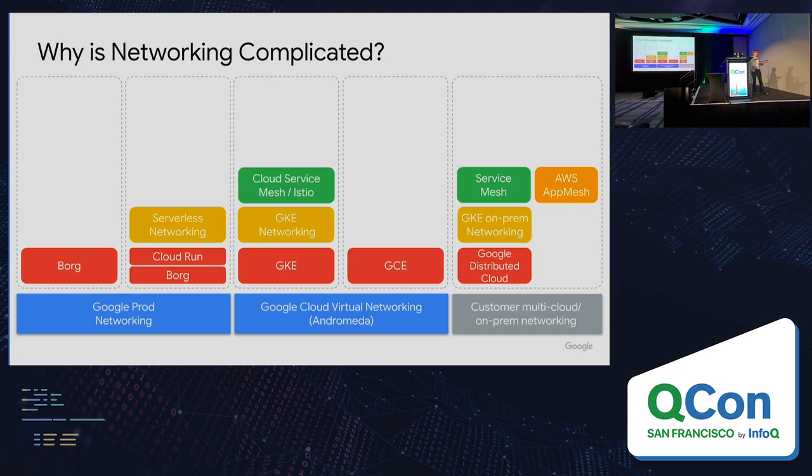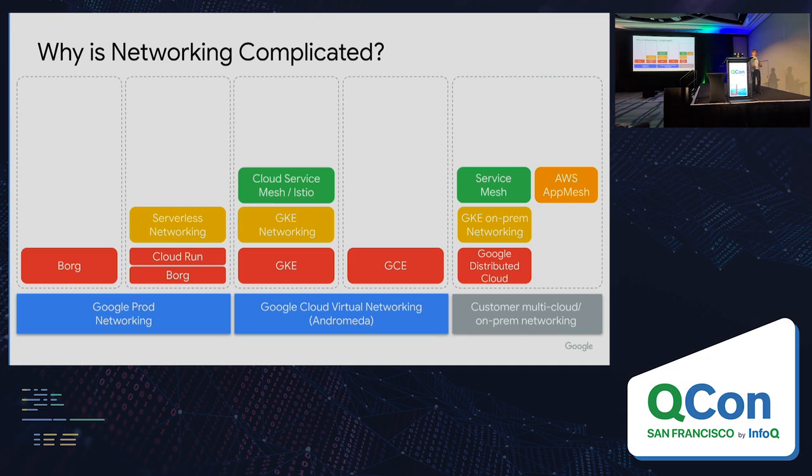On the left, you see Google Prod Network, and Google has actually its own network, as you know, and we're running Search, YouTube, etc. And on that, we build some cloud products. For example, here, Borg is a container orchestration system. On it, we build Cloud Run. On top of Cloud Run, there is its own networking. Then there's a virtual networking on GCP itself, which is called Andromeda.